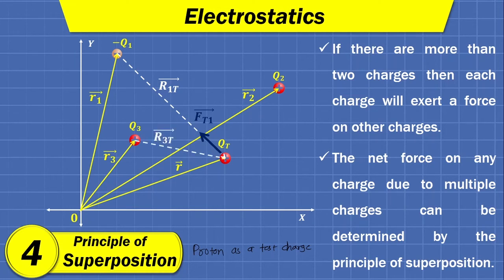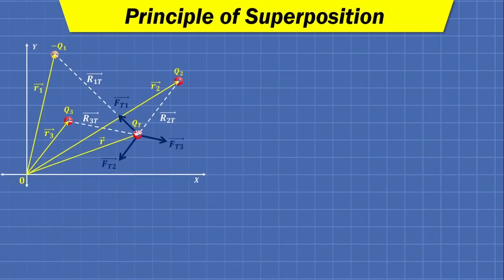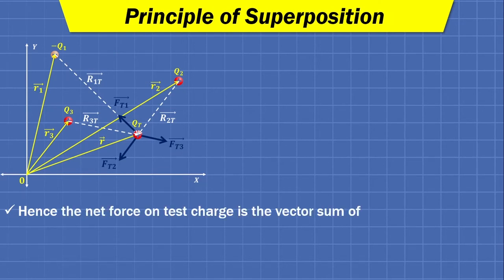So this is the distance vector between Q3 and Qt, this is the distance vector between Q2 and Qt, and this will be the direction of Ft3, that is force on Qt due to Q3, and this will be the direction of force Ft2. So the principle of superposition can be used over here. How? Let us see. So the net force on the test charge is the vector sum of the above three forces.